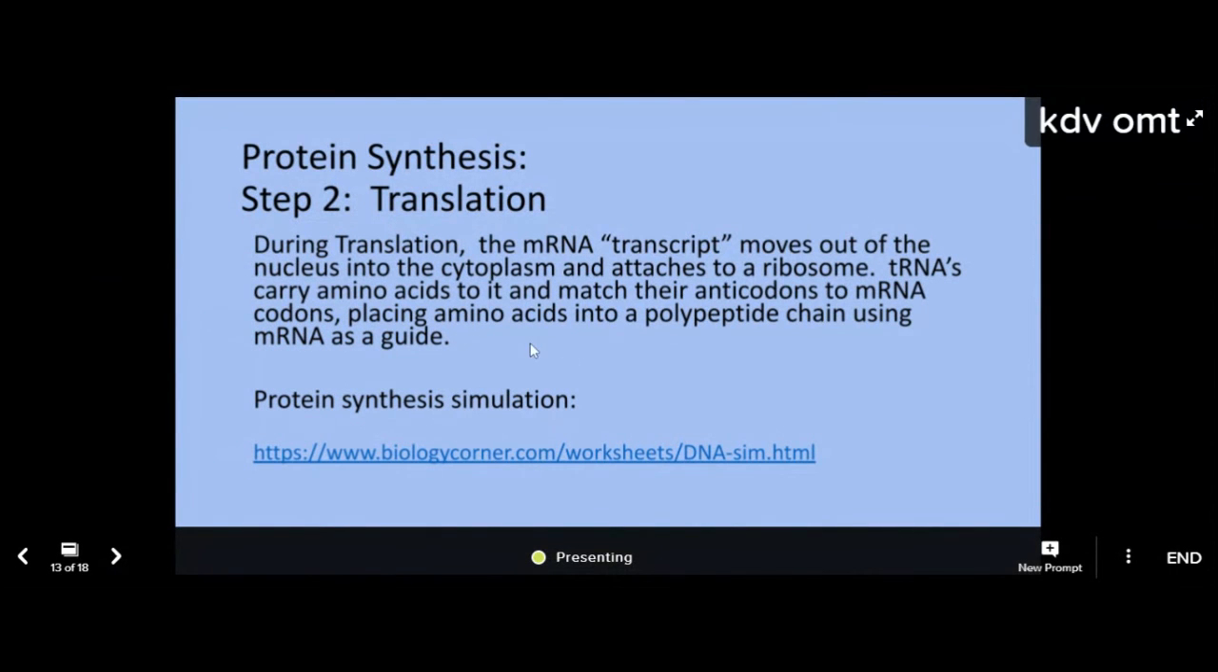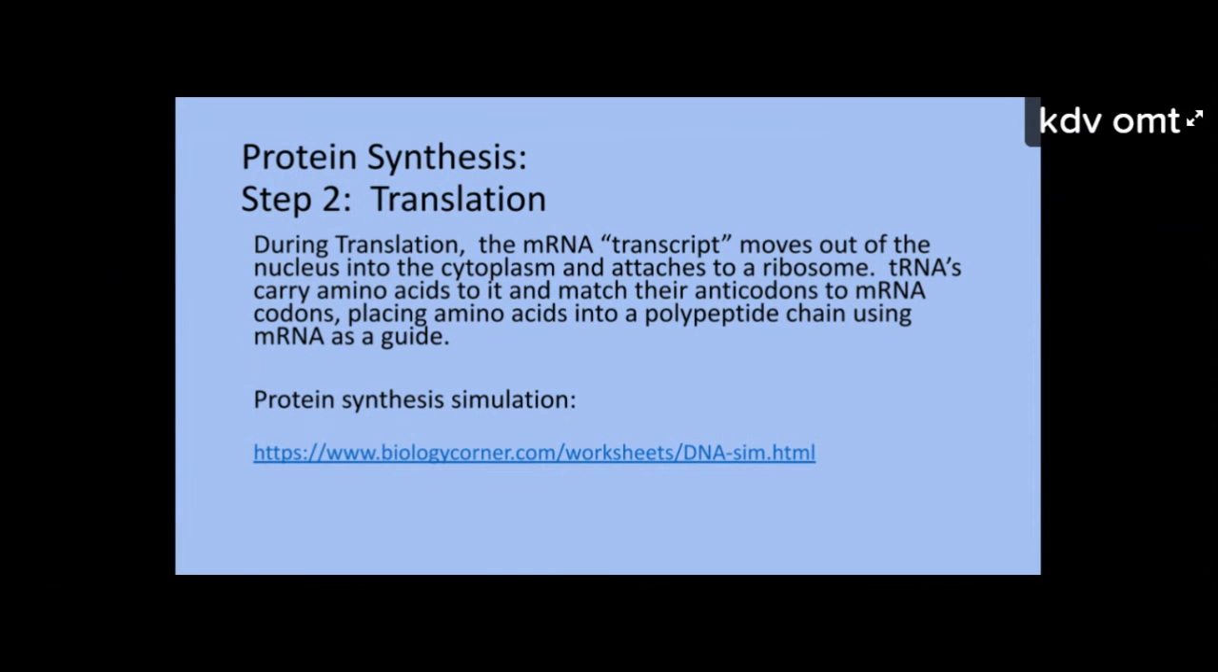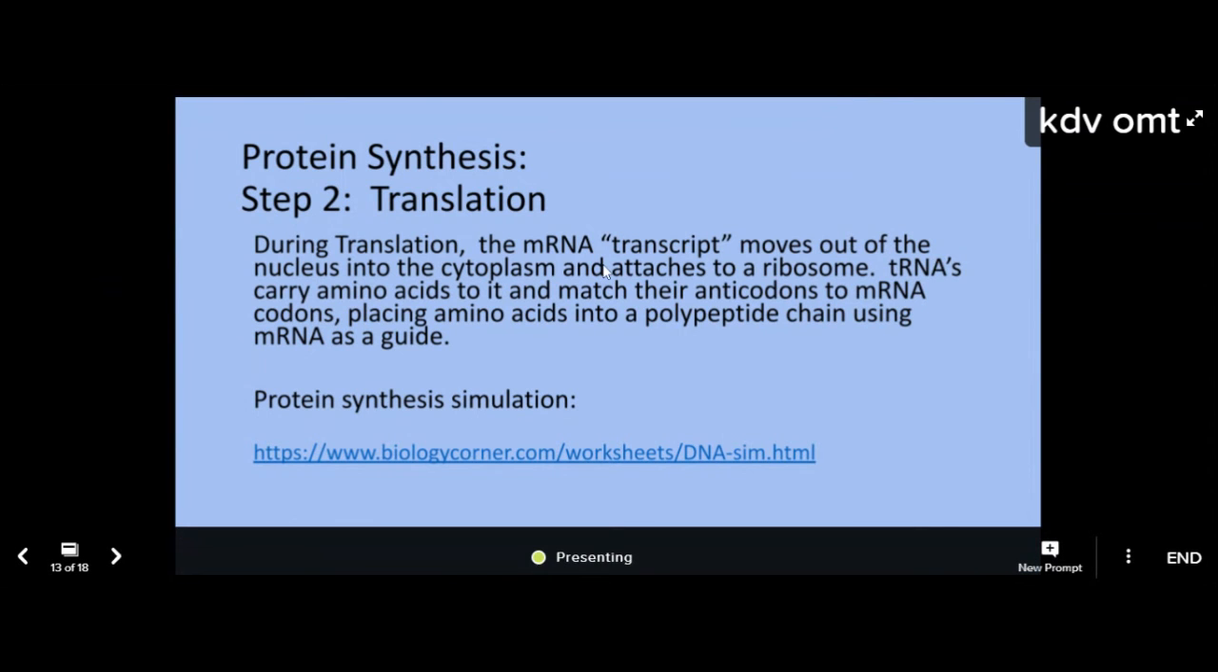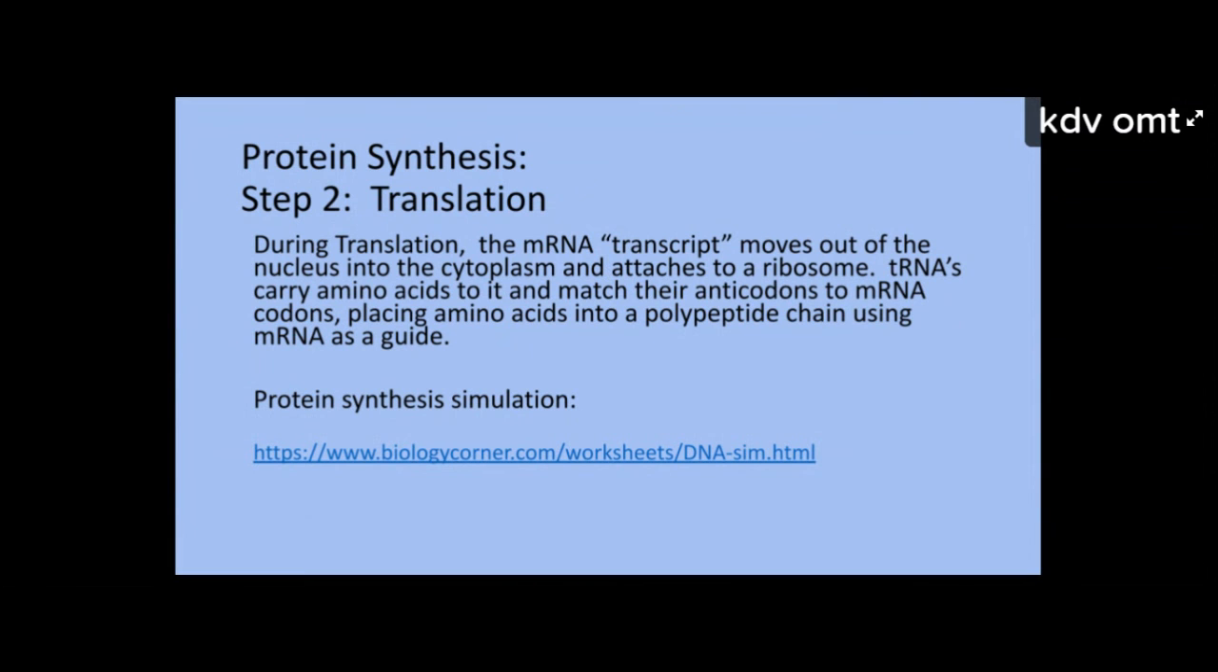All right, so step 2, during translation, the mRNA transcript moves out of the nucleus into the cytoplasm and attaches to a ribosome. You've made a copy of that one little part, and that one little part will leave the nucleus and go to the ribosome. And tRNAs are sort of like tow trucks. They're going to bring in certain amino acids and meet in the ribosome. The amino acids get dropped off, and the next amino acid will come in and connect. So tRNA is like a tow truck, bringing in the amino acids that match up.